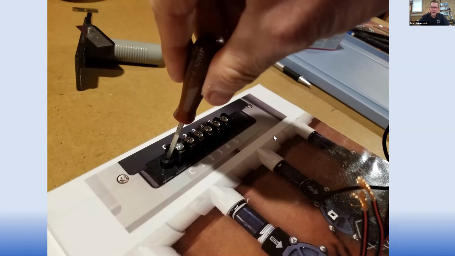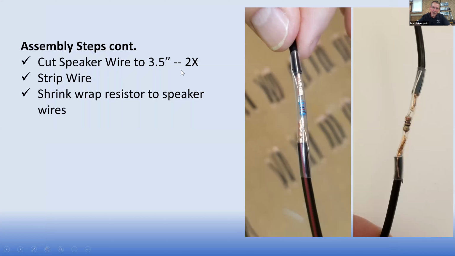Then from here, I cut speaker wire to about 3.5 inches long, and there were going to be 2 for each valve. All I did was put a resistor in here, then slide the shrink tubing over the resistor, and feed these wires in there. And then I hit it with the heat gun.